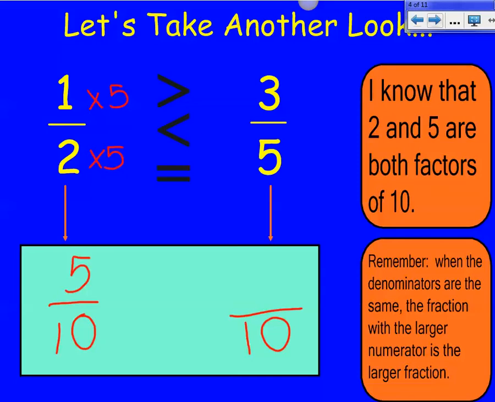Well, over on my other side, if I did 5 times 2 to get 10, I'm going to do times 2 on the top as well. So I'm going to get 6/10. So now I have 5/10, 6/10. Remember, when the denominators are the same, the fraction with the larger numerator is the larger fraction, which would mean 5/10 is less than 6/10. Remember, the opening always points towards the bigger fraction, which would then mean 1/2 is less than 3/5.